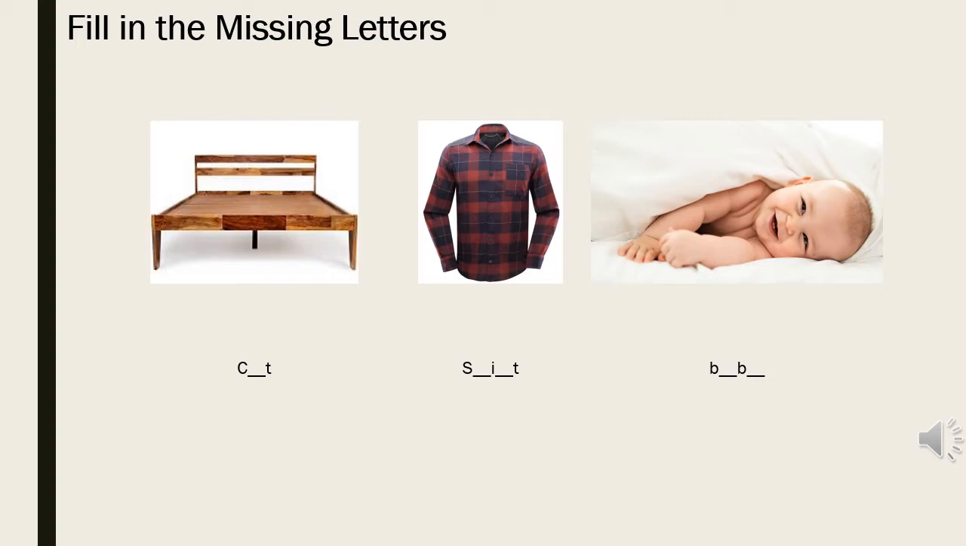Okay, this is again a book back exercise wherein you have to fill in the missing letter. So you can see the picture, ask the child what it is, ask for the spelling which is missing and fill it in. So you have cot, you have shirt, you have baby.